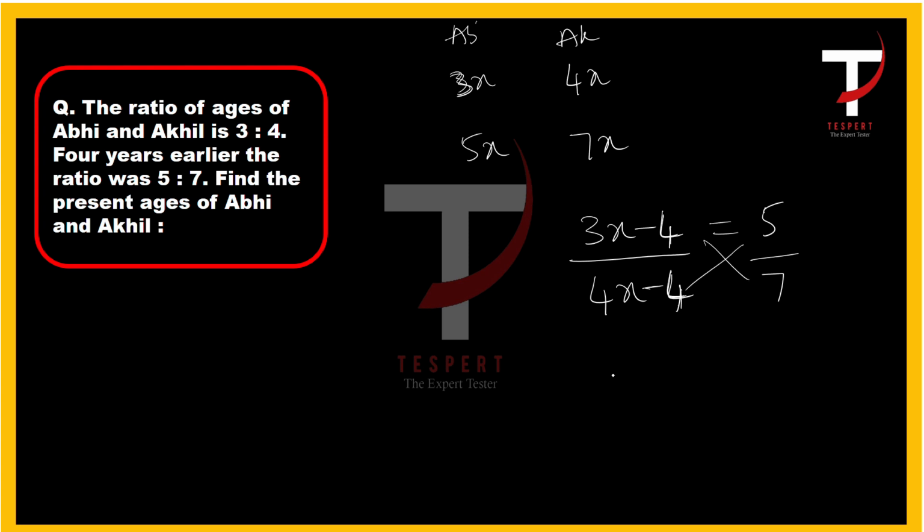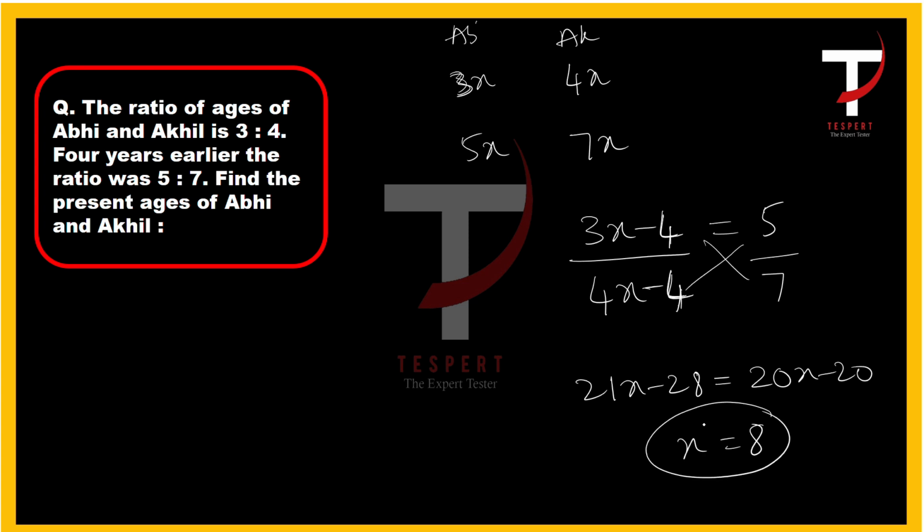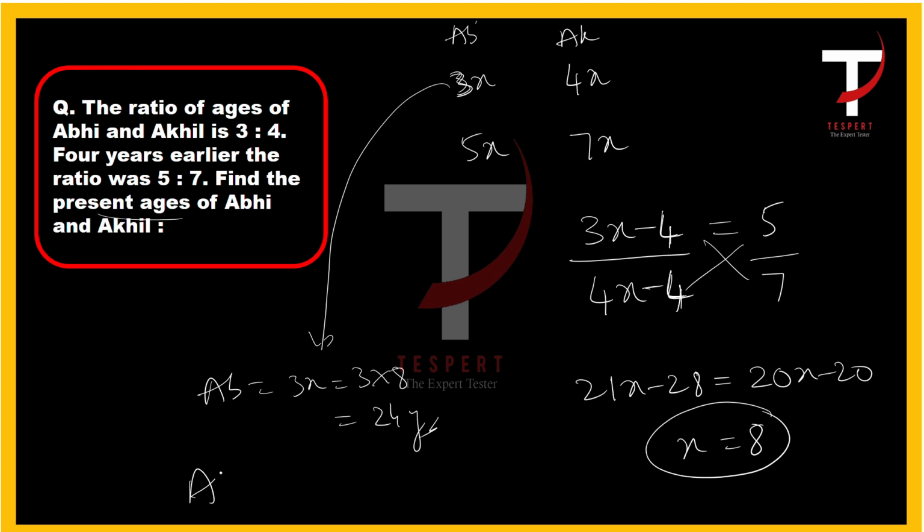So cross multiply, we will get 21x minus 28, which is equal to 20x minus 20. So x will be equal to 8. If x is 8, find the present ages of Abhi and Akhil. So these are the present ages. So age of Abhi will be equal to 3x, that is equal to 3 into 8, 24 years, and Akhil it will be 7 into 8, that is 32 years, right?